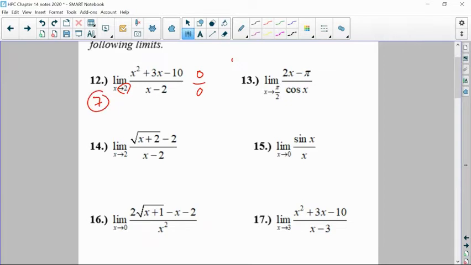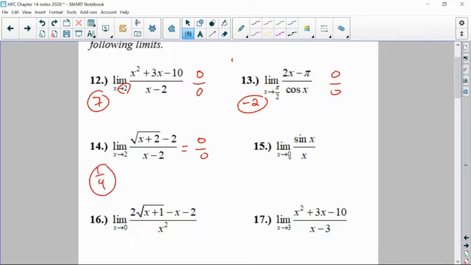Okay? Number 13, put pi over 2. 2 times pi over 2 is pi, minus pi is 0, cosine of pi over 2 is 0, so we get, again, 0 over 0. Remember, our limit value was negative 2. Here you put in 2. 2 plus 2 is 4. Square root of 4 is 2. 2 minus 2 is 0 over 0. So we have 0 over 0. Yet its limit value is equal to 1/4.